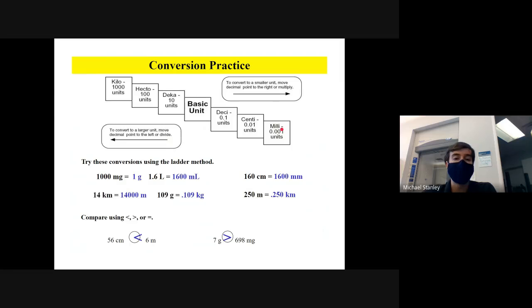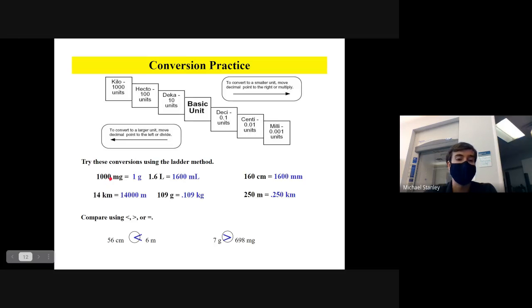So in order to go from the start to the end, I'm moving to the left. So we're going opposite this time. We're going from a smaller one to a bigger one. And we're going to go 1, 2, 3 jumps to the left. So we start at milli. We're going to go 1, 2, 3 jumps to the left. So we need to move our decimal point in our original number 3 spaces left.